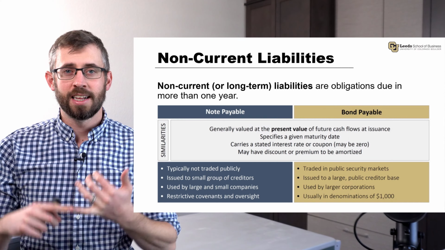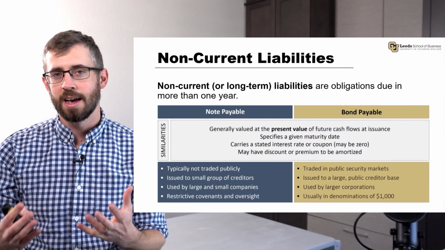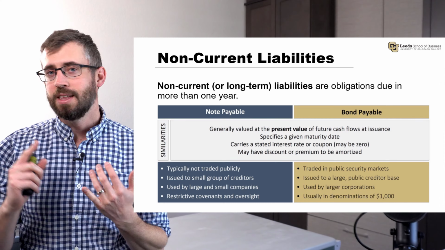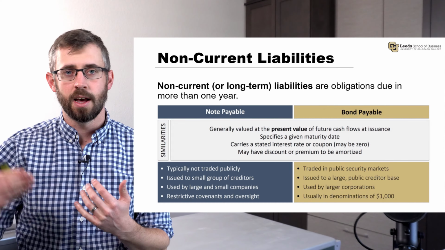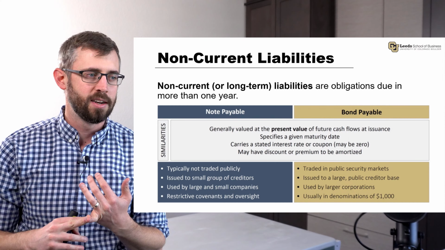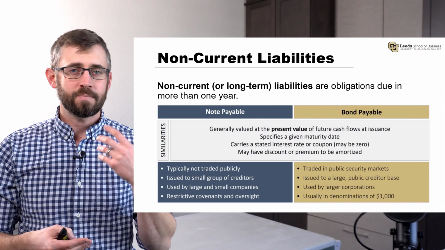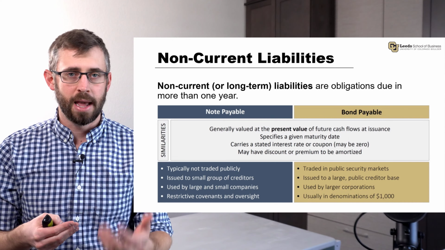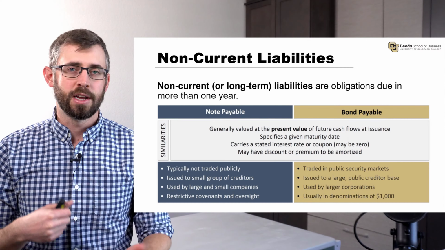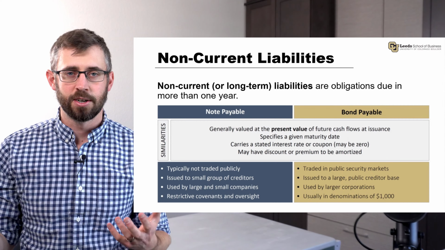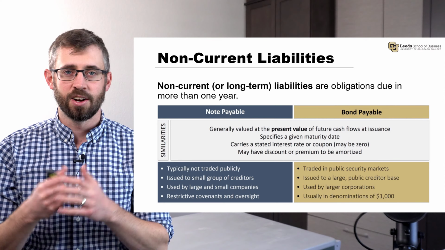Both are going to be valued at the present value of the future cash flows that you're going to pay out. So that is going to be the liability on your books. Both notes and bonds are going to have a maturity date where you pay off the remaining balance of that note or bond. Both are going to have a stated interest rate or a coupon rate if you're making periodic coupon payments with those liabilities. And both could have a premium or discount that gets amortized over time. So accounting-wise, the baseline treatment of these is going to be identical.